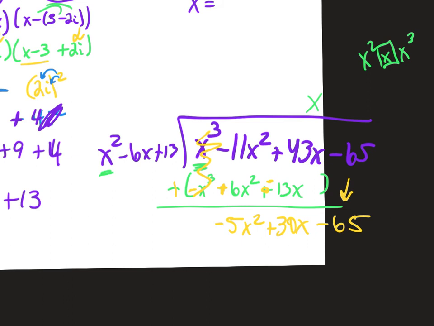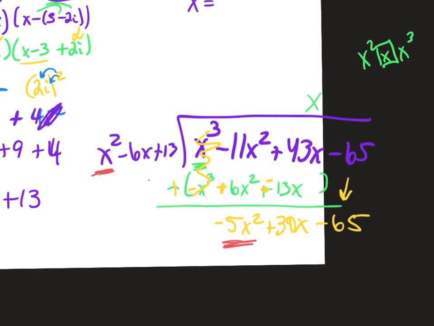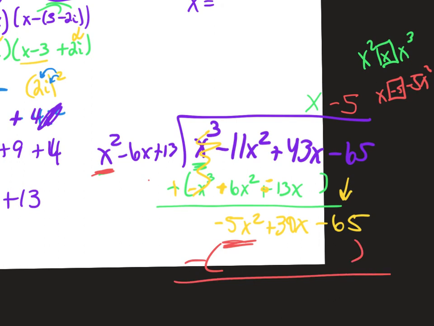We'll say first term, which is x squared, into negative 5x squared. So we'll say x squared times what gives me negative 5x squared? Negative 5. So get your subtraction ready before you multiply. Negative 5 times x squared is negative 5x squared. Negative 5 times negative 6x is plus 30x. And negative 5 times 13 is negative 65. Distribute that negative sign throughout.